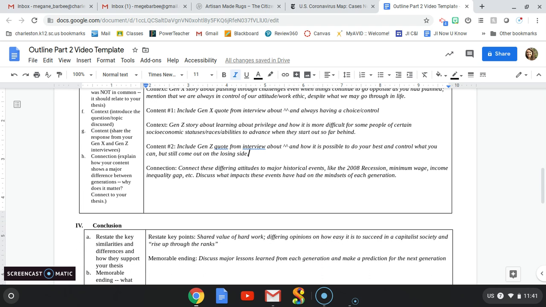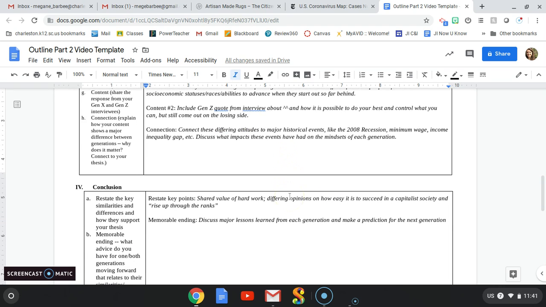So if you want to go ahead and practice that right now, I think that would be a great idea. Go ahead and do this part of the outline, then stretch, give yourself a brain break, get some fresh air, and then come back to follow up with a conclusion.